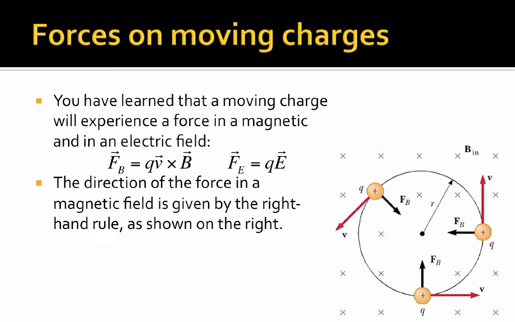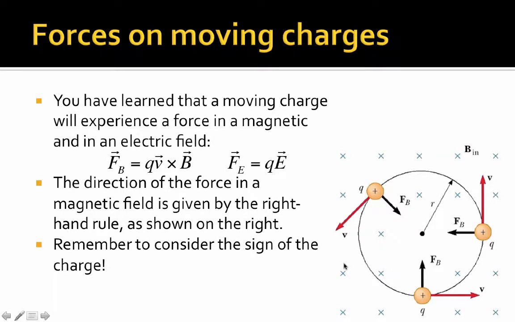The direction of the force on a moving charge in a magnetic field is given by the right-hand rule, and this is shown at the right. So here, if we have a positive charge moving in this direction, and the magnetic field is going into the page, we can use the right-hand rule to show that the force will be pointing towards the left, which means towards the center of the circle. Notice that as the charge changes its direction because of the force, it continues to have a force pointed towards the center of the circle. And that's what these different points show.